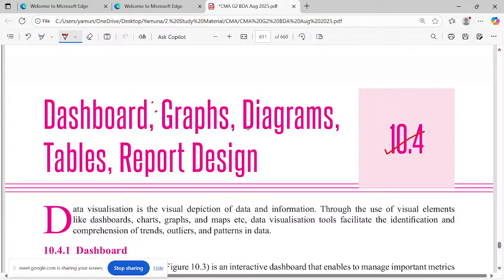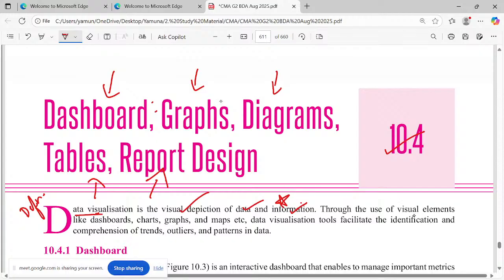10.4. Regarding the tools we are going to use: the dashboards, the graphs, the diagrams, or the tables, or whatever we are going to present the report with. So when we say data visualization, it is again a colloquial definition we are using. So visual depiction. Depiction is presentation of data, and not only data, please try to understand, we are talking about the information.